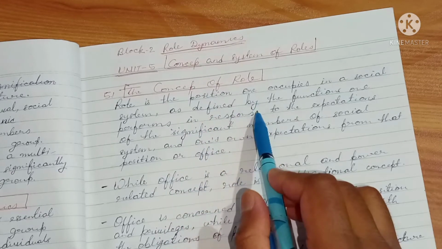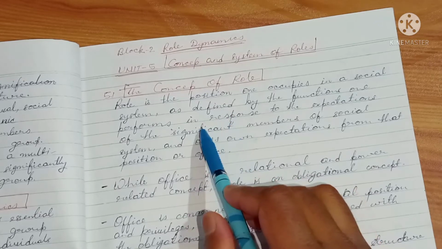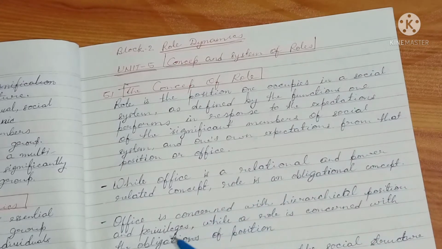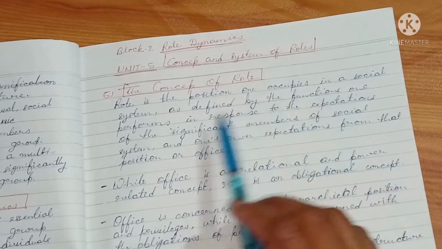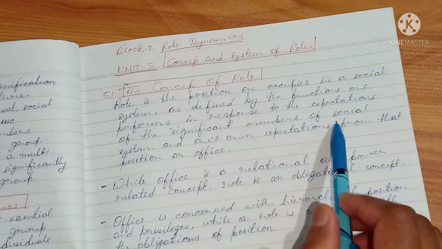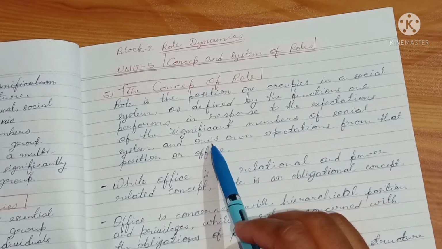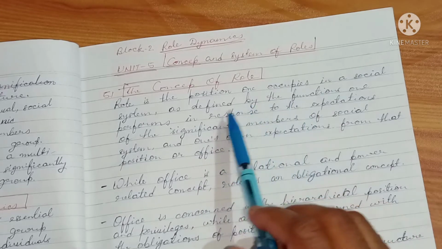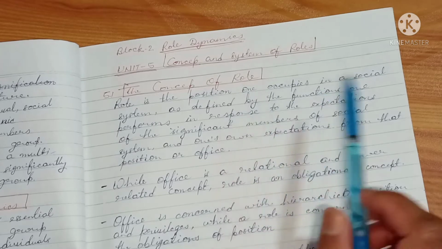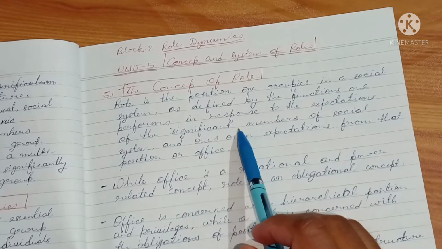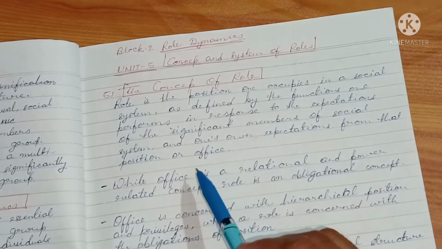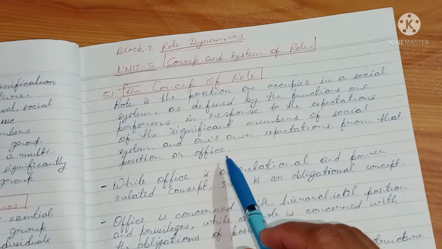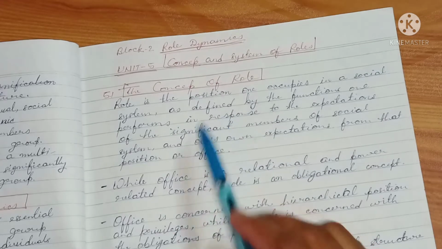Role is a type of function which a person performs in response to the expectations of others and the expectation of that role holder also. Okay, so now you can see, defined by the functions one performs in response to the expectations of the significant members of the social system. It means wherever a person holds a role, the role is a type of function that a person performs according to the expectation of significant members of the social system, and one's own expectation also influences or defines what function the role holder will perform. Okay, so here was the concept.